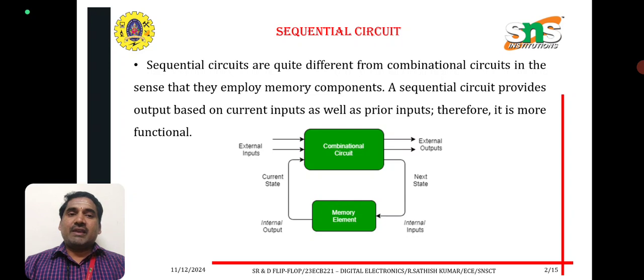External inputs can be given to the combinational circuit, which can produce the external output and the next state with the help of internal inputs, that is nothing but the memory element, which can produce the internal output that can be connected to the current state of the combinational circuit.